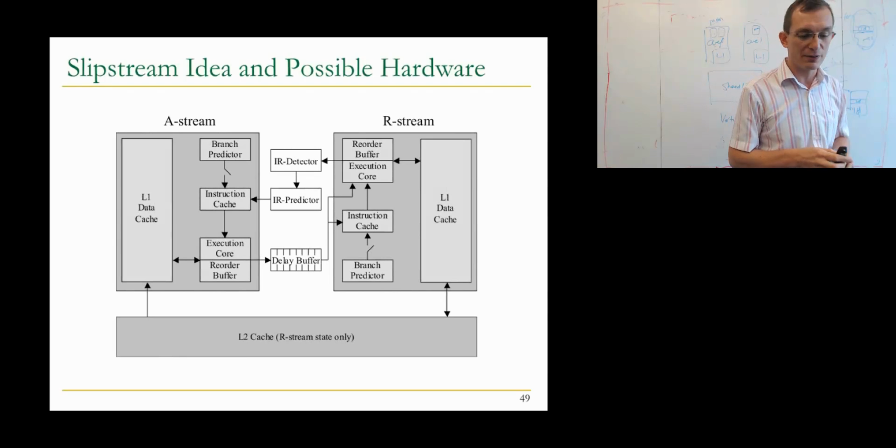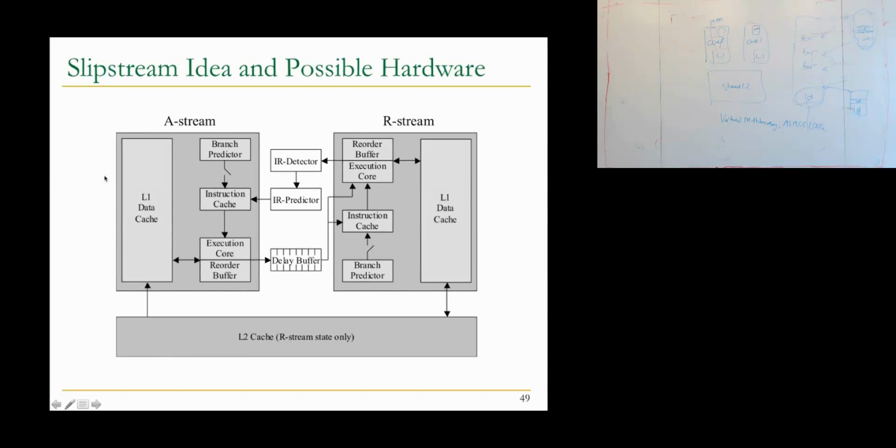This is one possible hardware design. I'm not going to go into this in a lot of detail, but this could be a multi-core engine. This is one core executing the A-stream. This is another core executing the R-stream. Basically, the advanced stream, what happens is advanced.